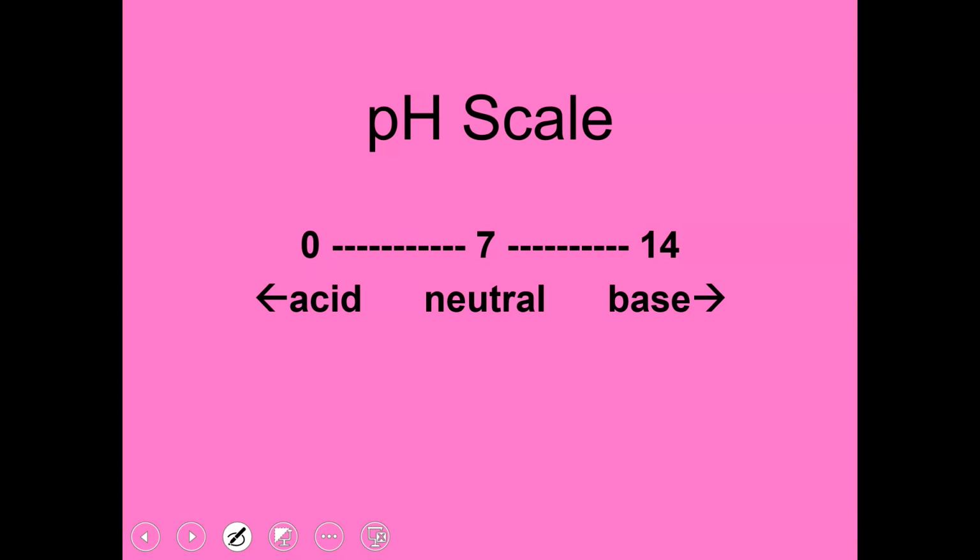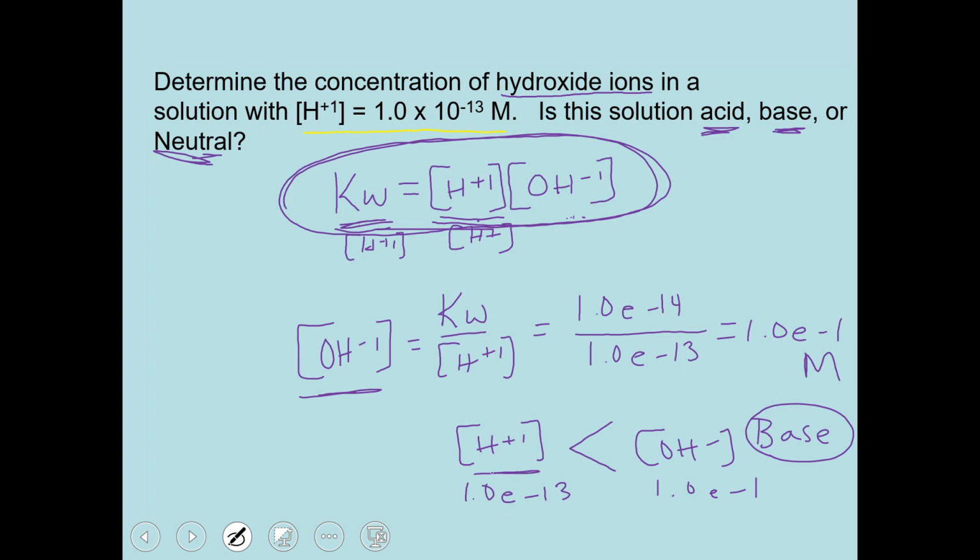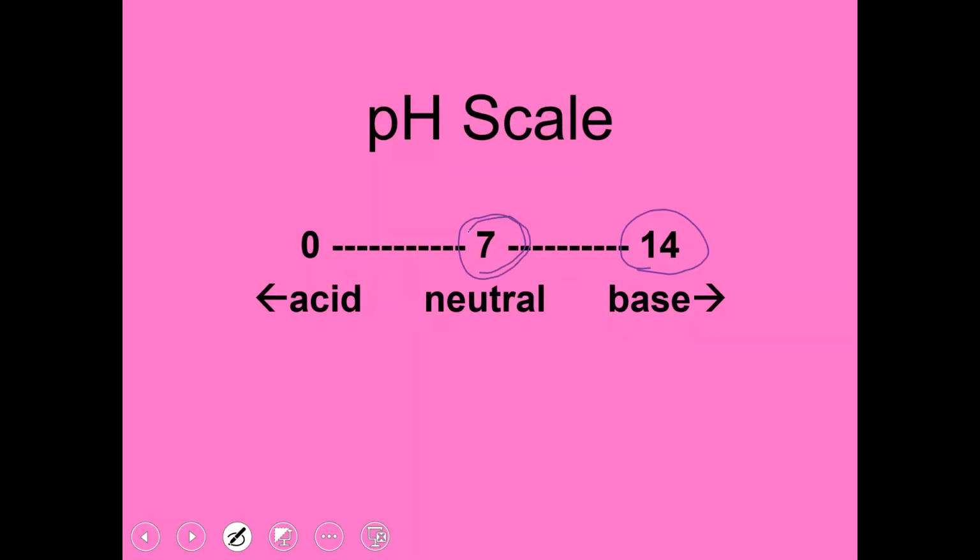Now, did you notice that the value of the Kw, 1.0 times 10 to the negative 14, and the pH scale goes to 14? That's not a coincidence, okay? Remember, when a solution is neutral, the hydrogen and the hydroxide are equal. The only way they can both be equal is if they're 1.0 times 10 to the negative 7. And notice that 7 is neutral, okay?